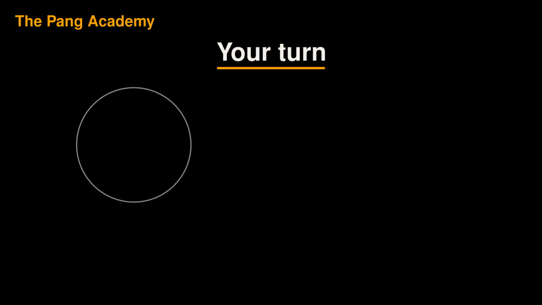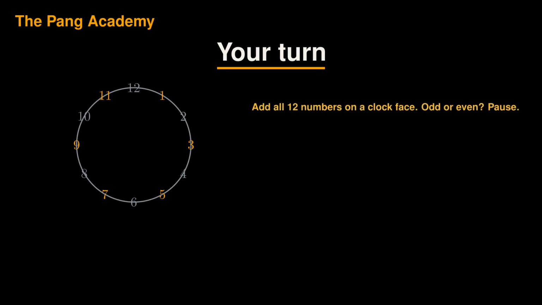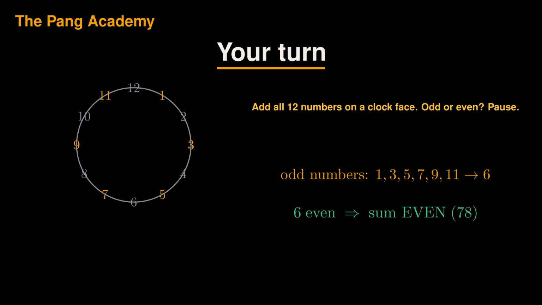Last one, add up all 12 numbers on a clock face. Odd or even? Count, don't add. Pause. 6 of the 12 are odd. 1, 3, 5, 7, 9, 11. 6 is even, so the total is even. It's 78, but again, one look was enough. Same with 1 to 20. 10 odd numbers and 10 is even, so that total is even too. The list changes, the rule doesn't.